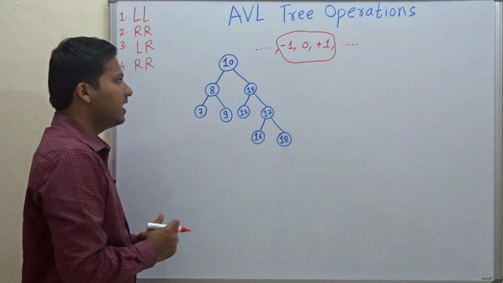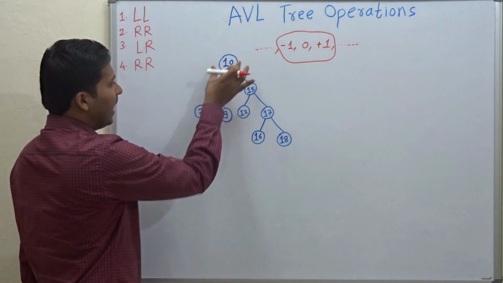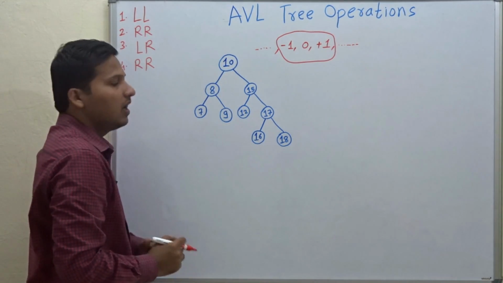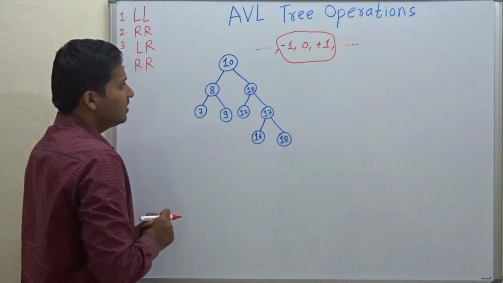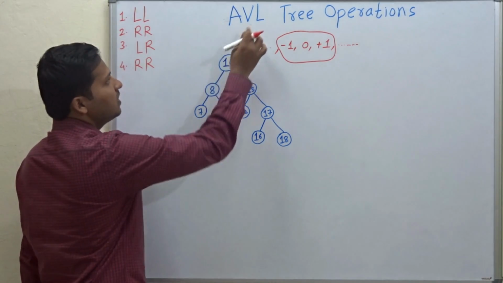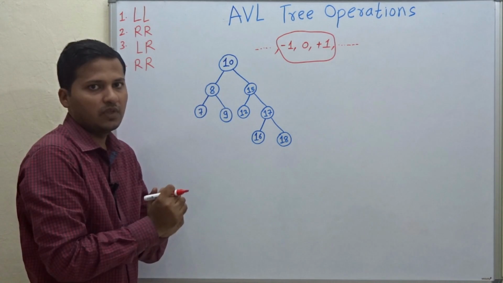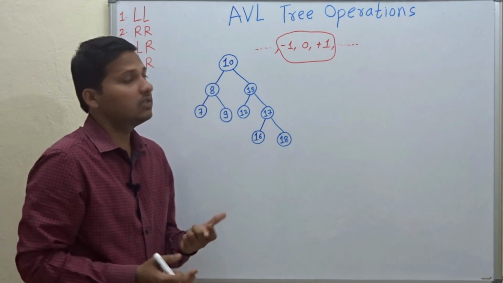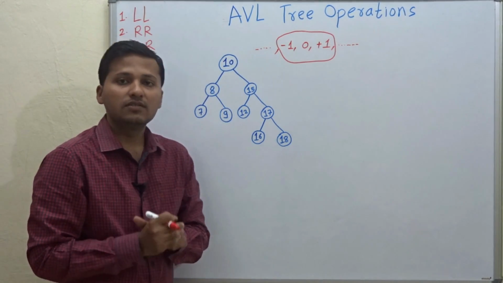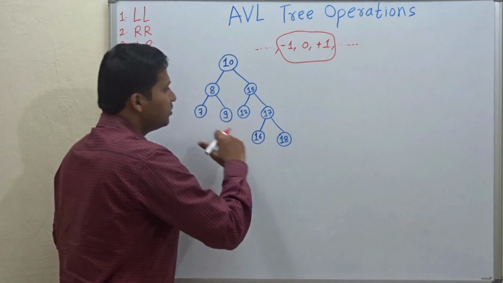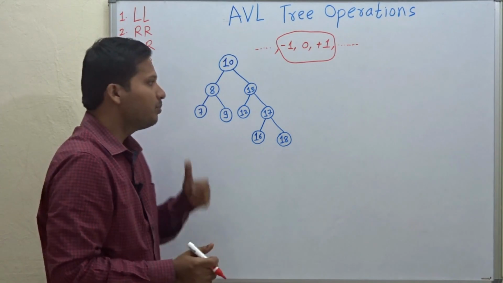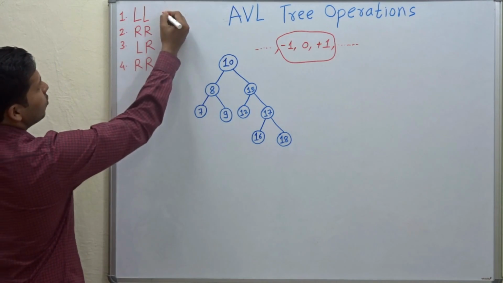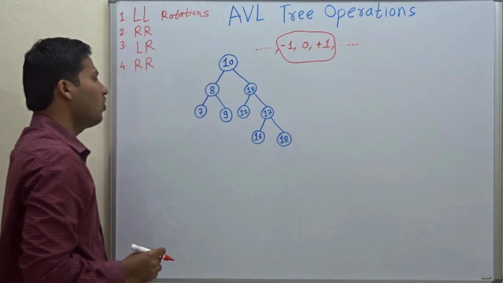The baseline is that you have to calculate the balance factor for every node in this binary search tree and then decide whether this binary search tree is an AVL tree or not. And if it is not an AVL tree, then we will convert it into an AVL tree by performing some operations, called rotations. So let's see what that is.